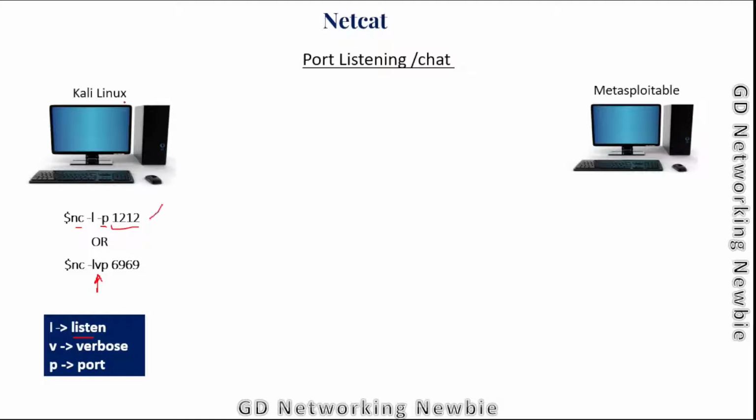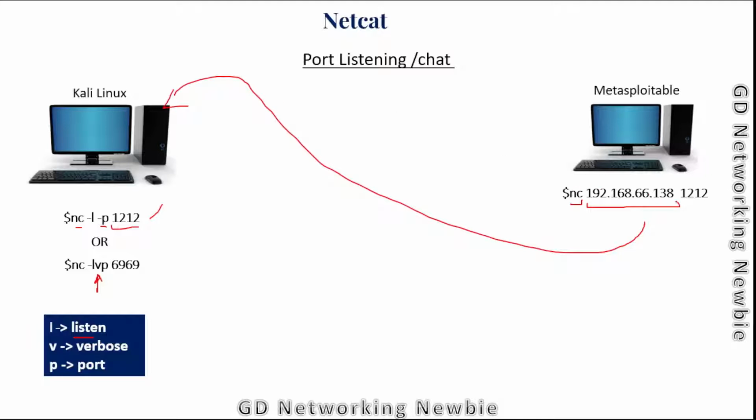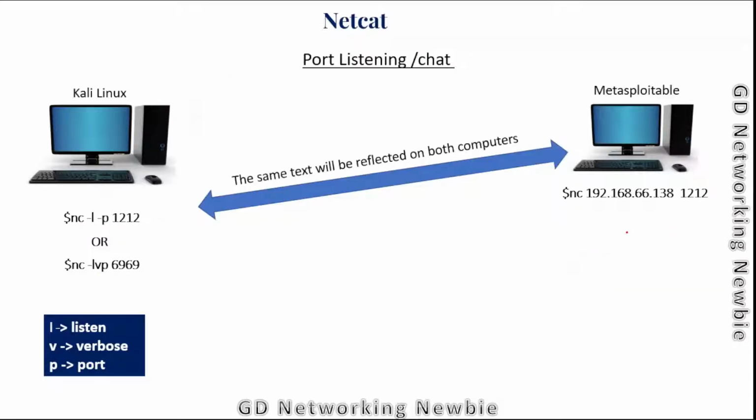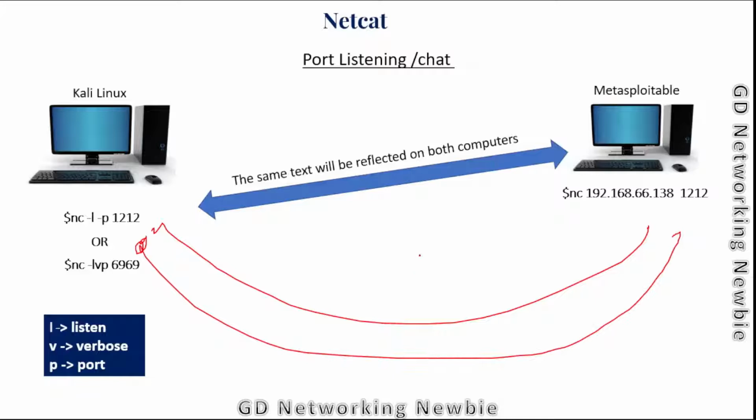With this simple command, I set up this machine to listen. Then on the other machine we'll say netcat, give the IP address with which we want to communicate, and then the port number, which is the same port number we set here. After this setup, if we type something here, it is displayed there, and if we type something there, it is displayed here. It is like chatting between these two computers.